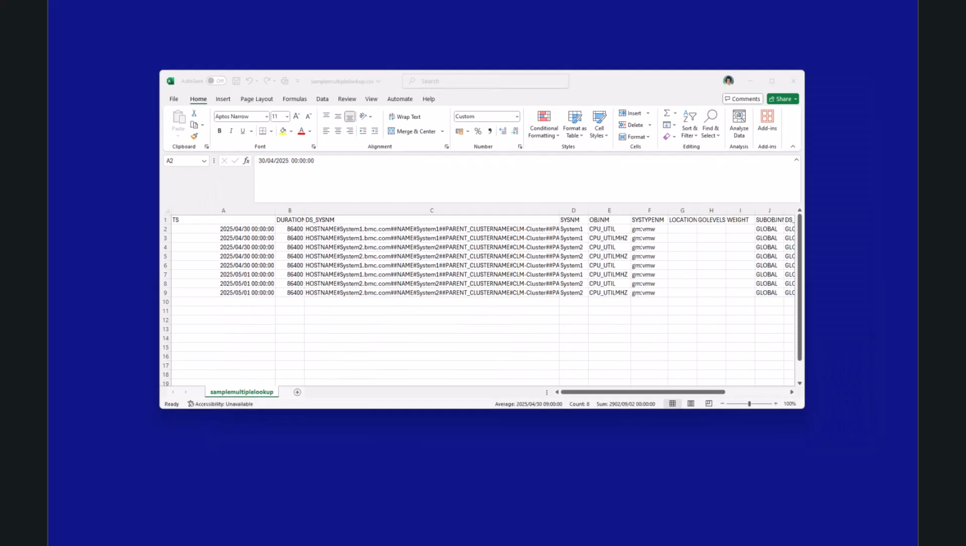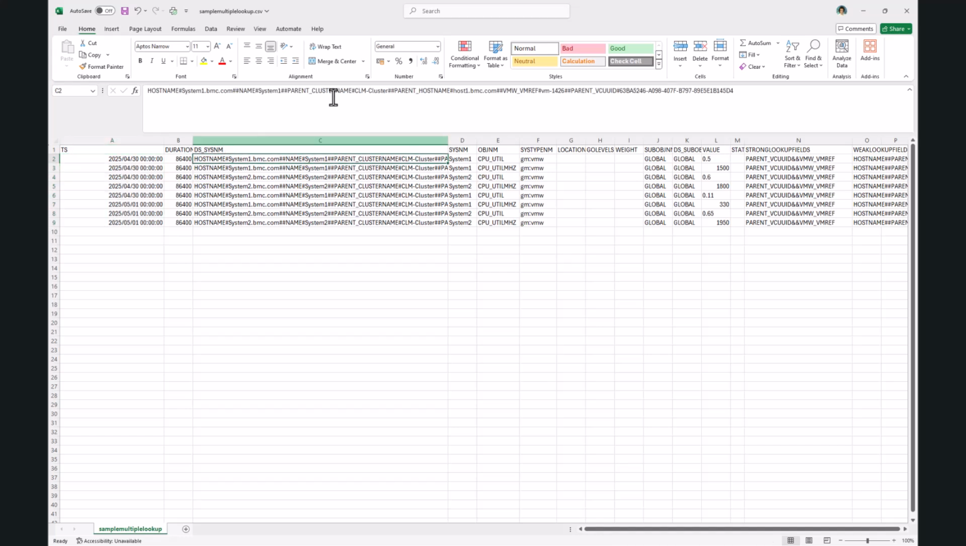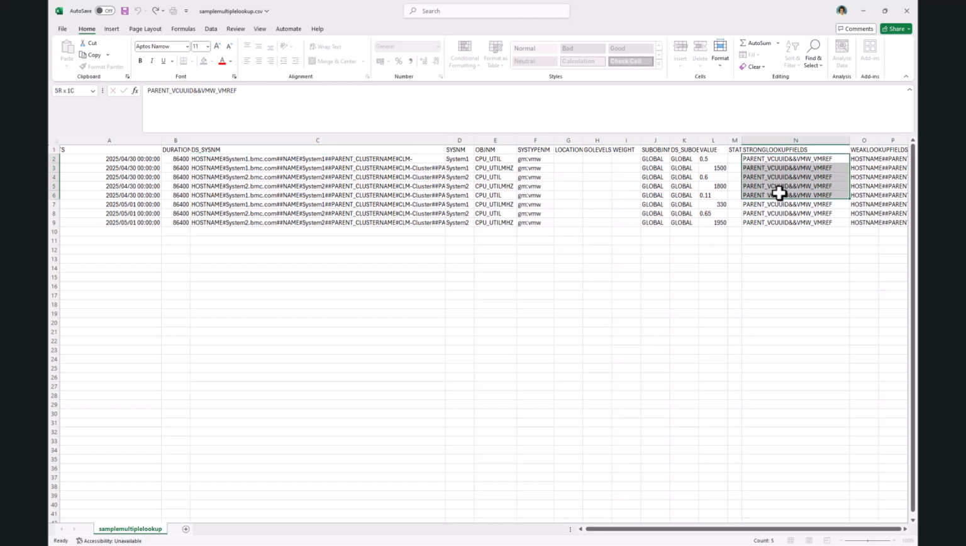To complicate things a little bit more, you can see an equivalent file with a more complicated structure using multiple lookups. So systems are identified by combination of strings, so by their host name, by their name, the parent cluster name, the VM ref, the vCenter UID. And these multiple lookup fields can be leveraged as strong lookup fields, so strong identifier uniquely identifying the system, or weak lookup fields, not identifying the system uniquely but giving a good approximation.